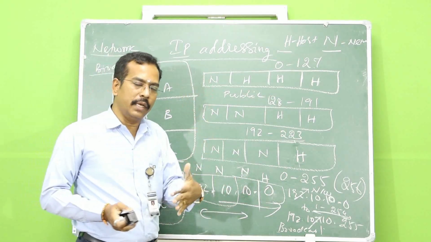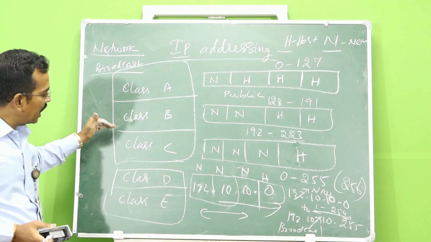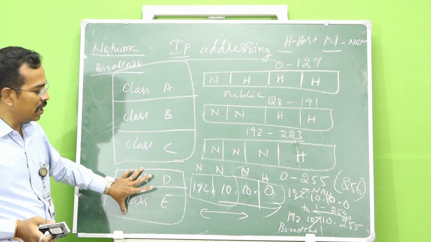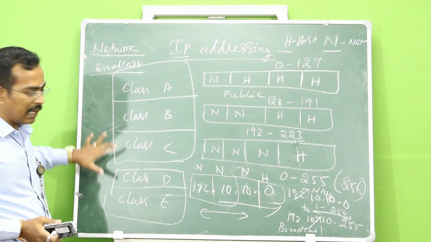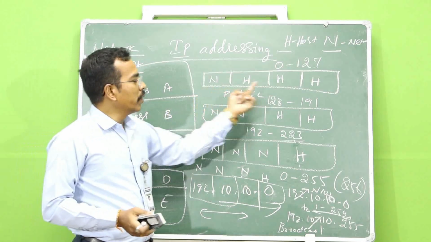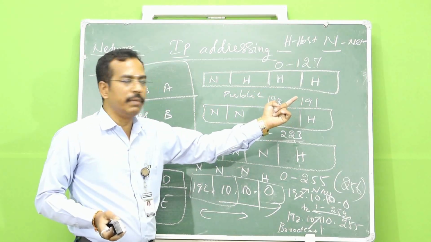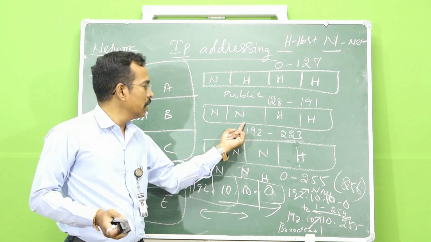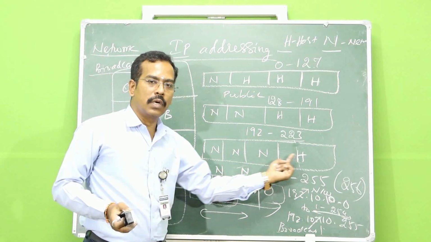Then we segregate the IP addresses into classes: class A, class B, class C, class D and E. We can't use D and E for general purposes, they are for extension and research purposes. We will be using class A, class B, and class C. In class A, 1 8-bit will be given for the network and the remaining 3 8-bits will be given for the host. Similarly for class B, 2 8-bits will be given for the network and 2 for the host. In class C, 3 for the network and 1 for the host.